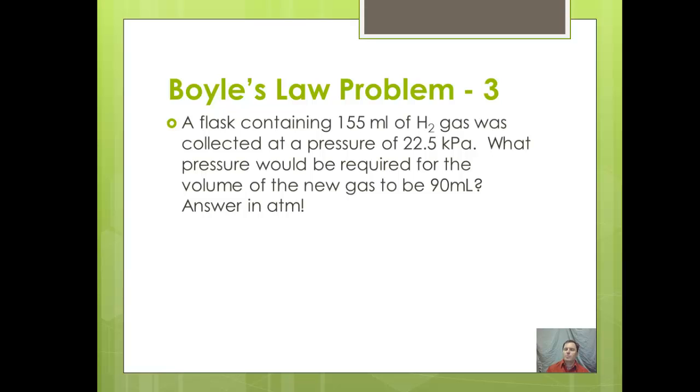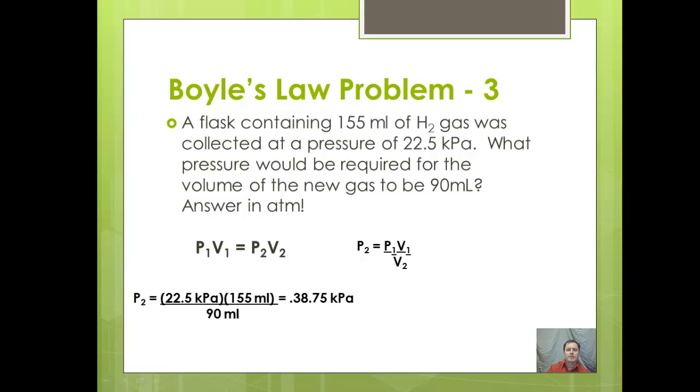So at the end, we're going to have to do some converting. So what am I looking for? I'm looking for the pressure, so P2. So once again, I'm going to rearrange. So P2 is P1V1 over V2. And I know my pressure 1 is 22.5 kilopascals. My volume is 155. And then my V2 is 90.